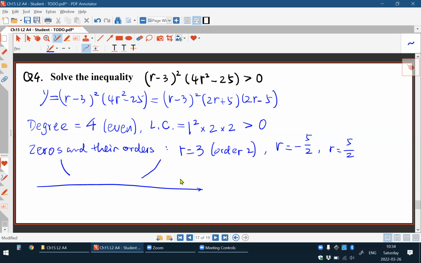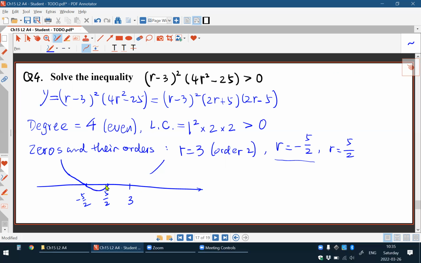Then we consider behavior in the middle. So first zero is -5/2. Next one is 5/2. Next one is 3, right? Okay. All right, so as x increases from -infinity, this function will cross the first zero, and then let's check, does it change sign here? Okay, at r equals -5/2, the order is 1, so it does change sign from positive to negative. So it will cross this point.